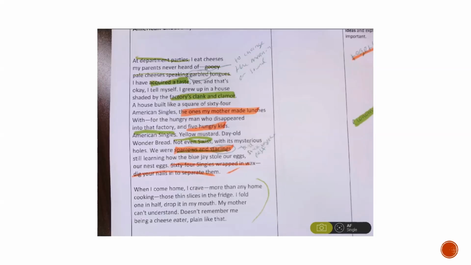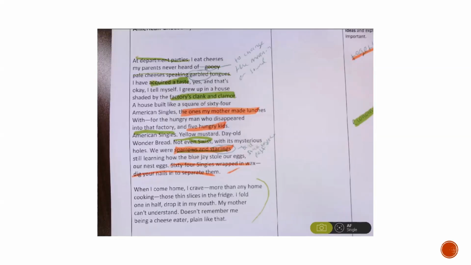Okay, the example of personification that I want us to look at closely in the poem is in the first sentence. It says, "At department parties, I eat cheeses my parents never heard of. Gooey, pale cheeses, speaking garbled tongues." Remember, we said garble means to change the meaning or to change the sound.